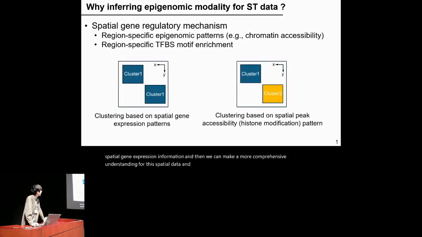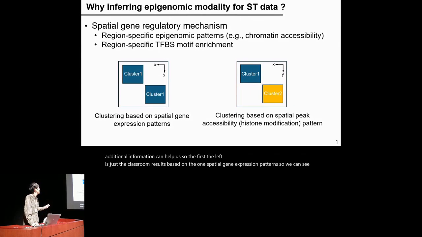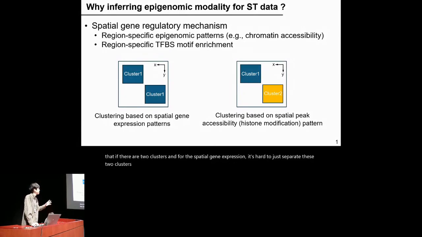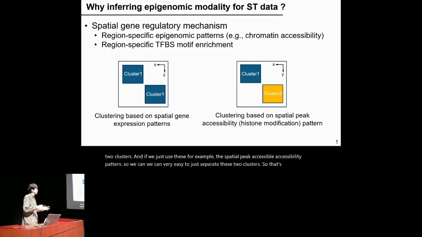And here is one example to show how the additional information can help us. The left one is the clustering result based on the spatial gene expression patterns. We can see that there are two clusters, and with the spatial gene expression, it's hard to separate these two clusters. If we use, for example, the spatial peak accessibility pattern, it's very easy to separate these two clusters. So that's why this kind of epigenomic information can help us to better investigate a given ST data.